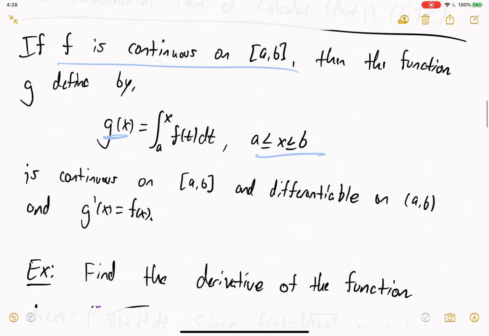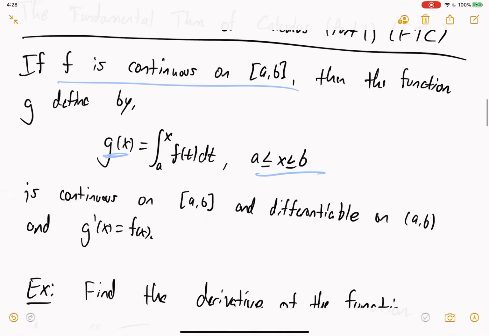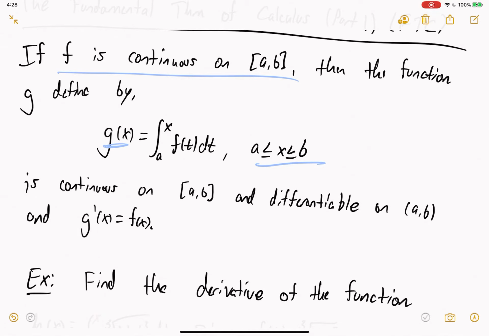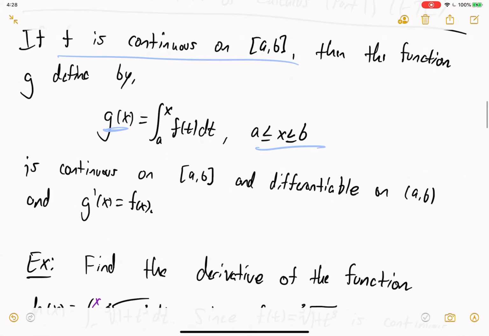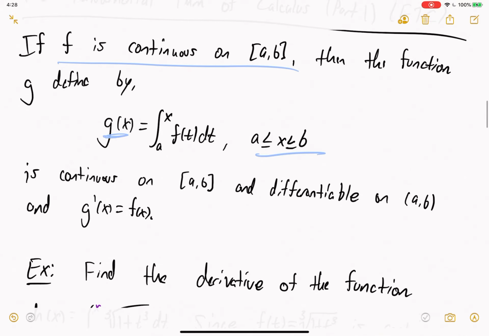And continuity is really important here, which we'll go over later. But the fact is that continuity is required. If we don't have continuity, then things might change. We might not have all the strong properties we have right here.